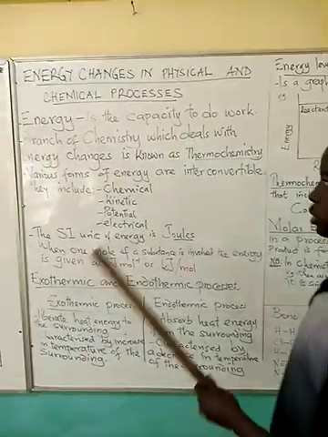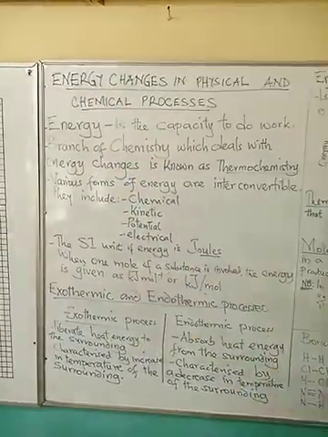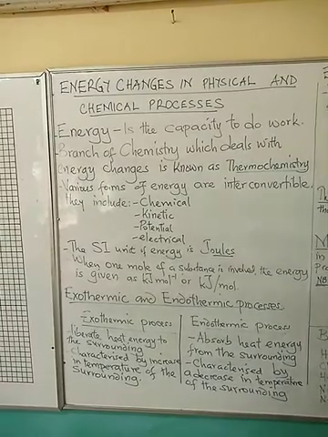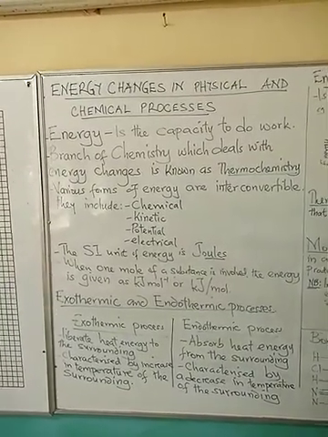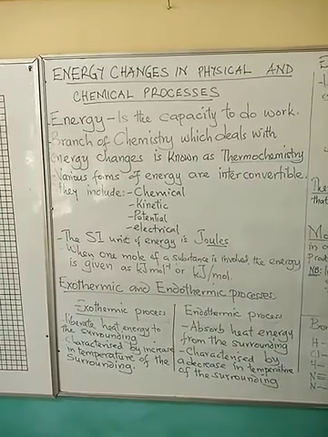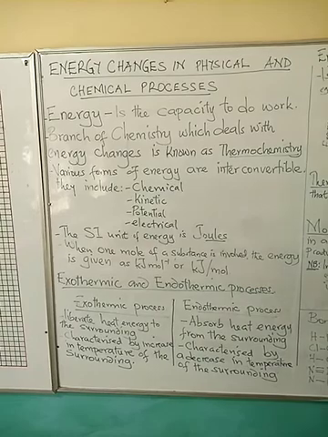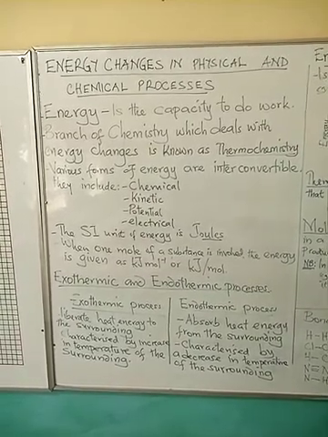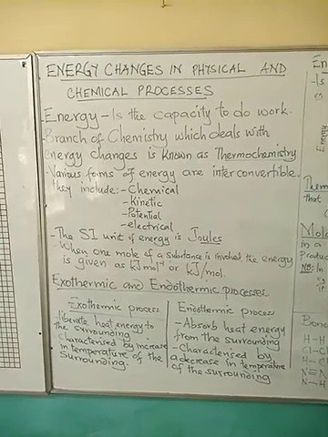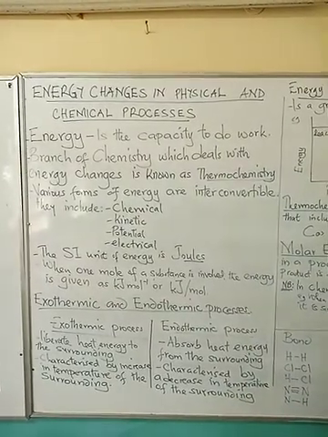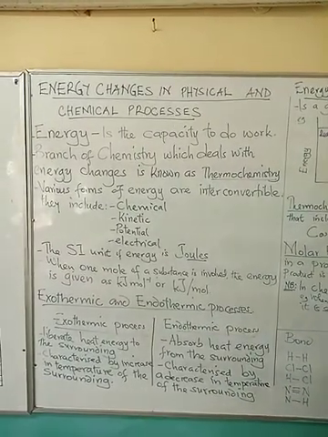This morning, I'm going to take you through energy changes in chemical and physical processes. Now, just to start with, energy is defined as the capacity to do work or the ability to do work. The branch of chemistry which deals with the energy changes is known as thermochemistry. We have various forms of energy, and these forms of energy are interconvertible. That is, they can be converted from one form to another.